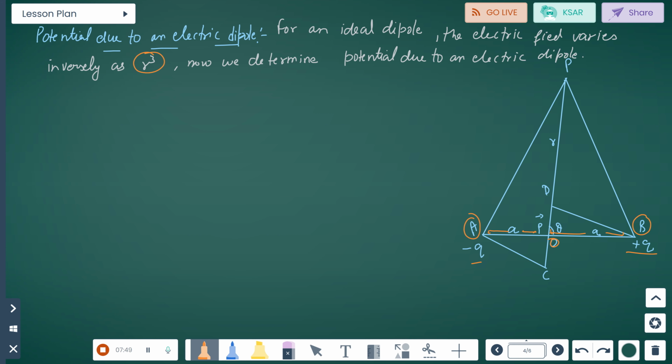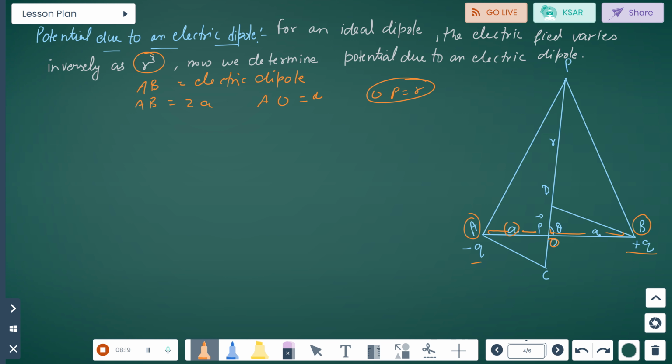Now consider, AB is the electric dipole. What is AB? The electric dipole. What will be the length of AB? That means 2A. So AB equals 2A. AO equals A and OP equals R.